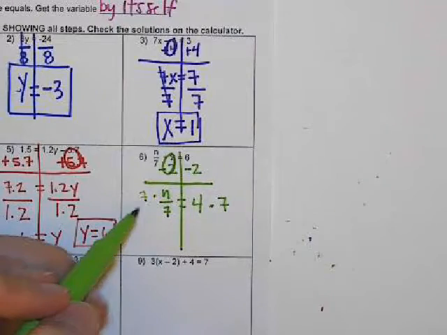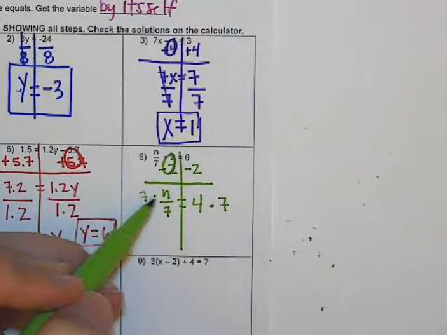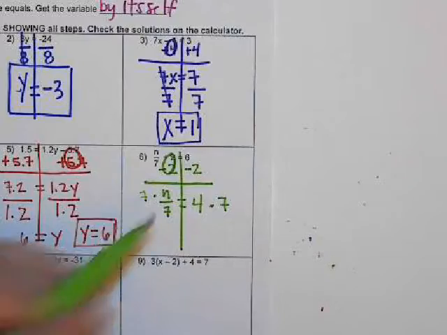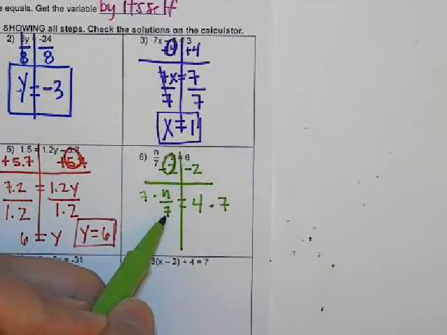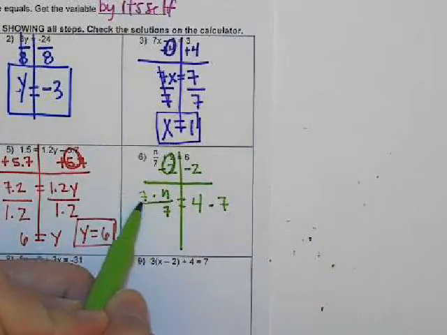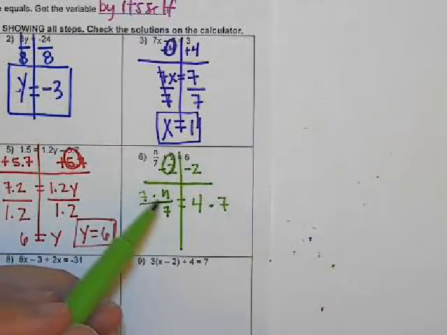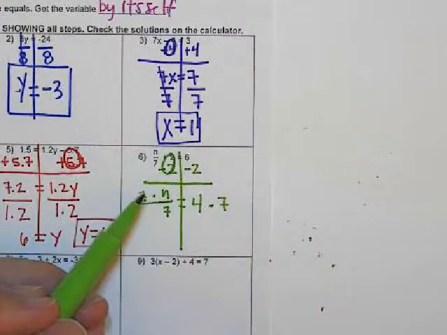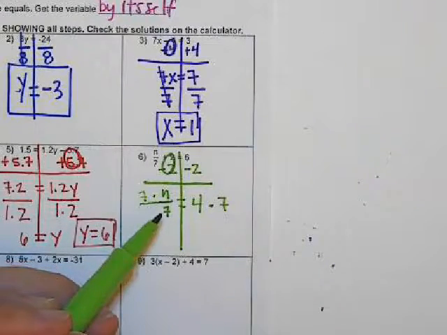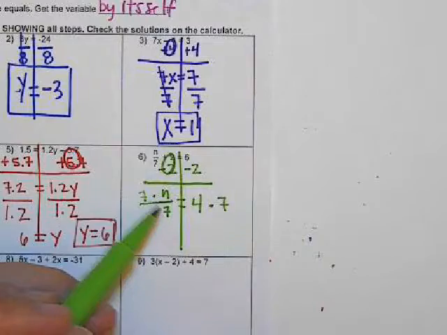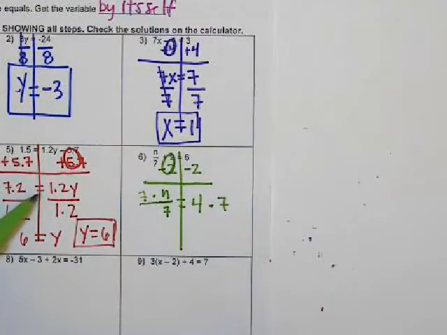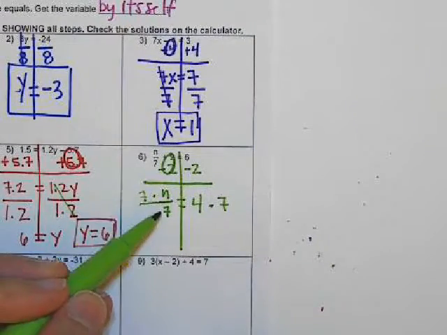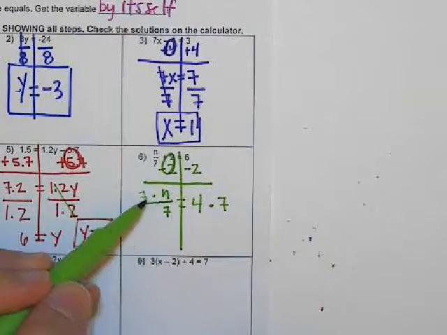Okay, so when I multiply this, this is really 7n over 7. If I have the same thing on top and bottom, what does that equal? Same thing on top and bottom gives me 1. See how 1.2 and 1.2, same thing on top and bottom, we cancel them, right? Well, I've got 7 on top and 7 on bottom. What happens to those 7s? They cancel.